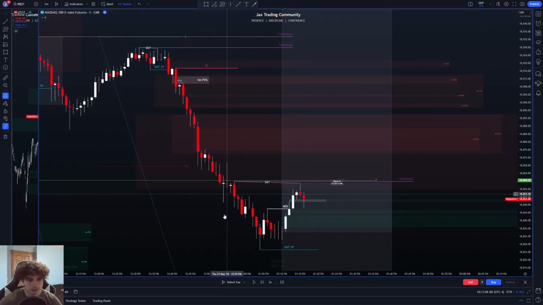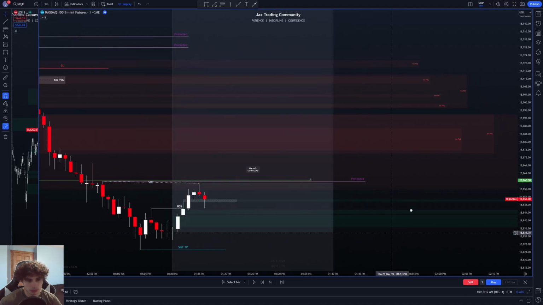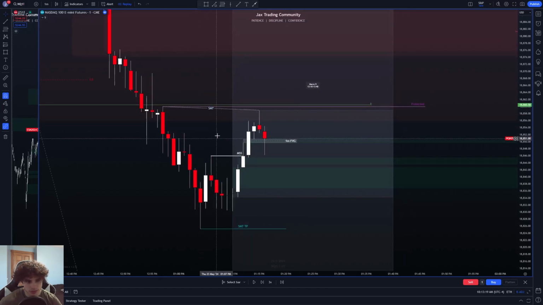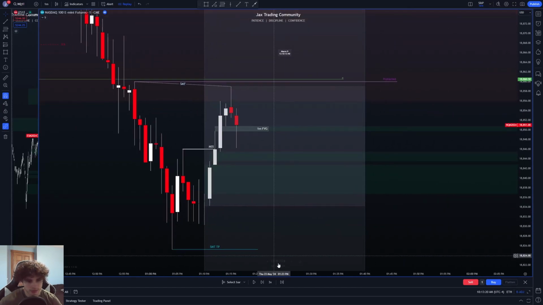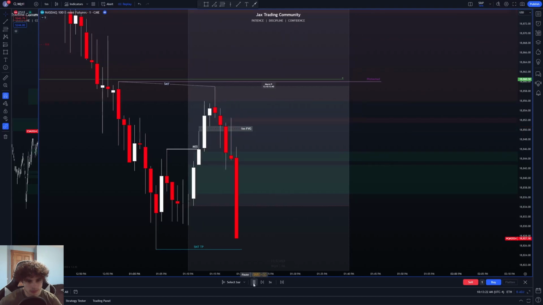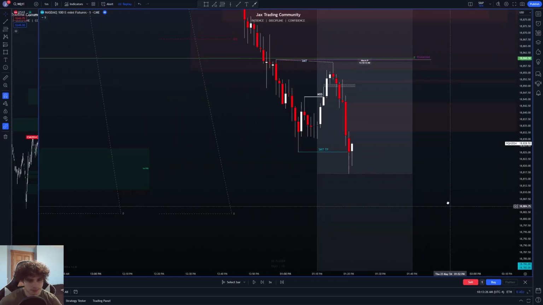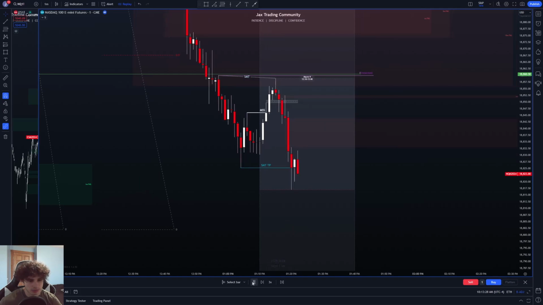This model right here is stronger than a macro's model, so I probably would trust this right here. But honestly, if it was me, I would just not take a trade in this. I would just stay out of it. Right here, we take this SMT TP. So now let's see what happens.